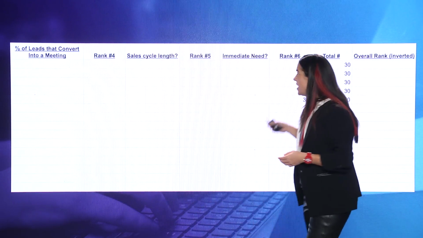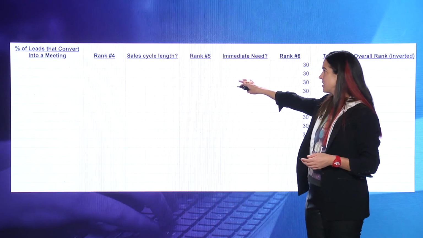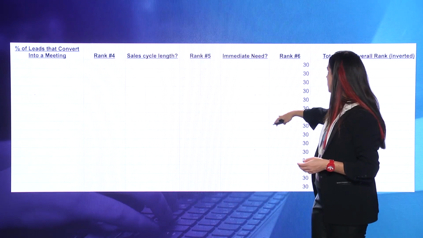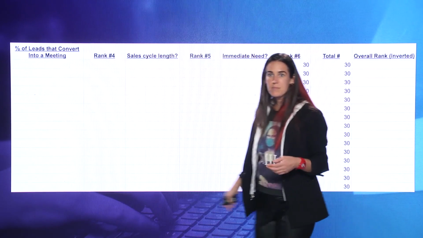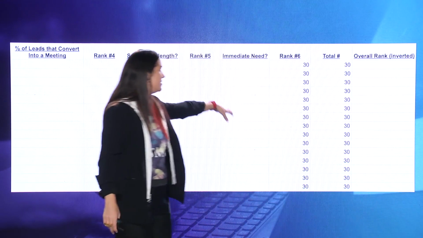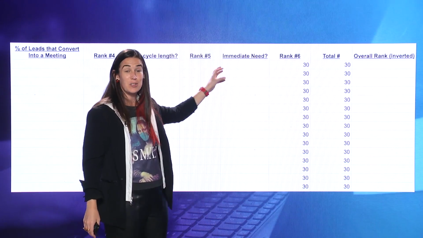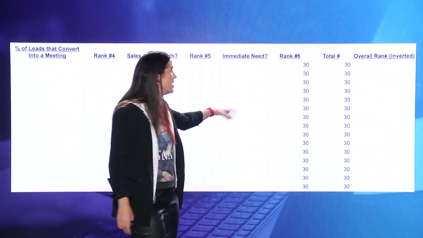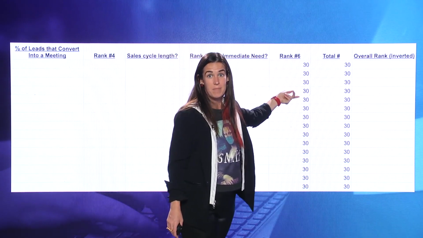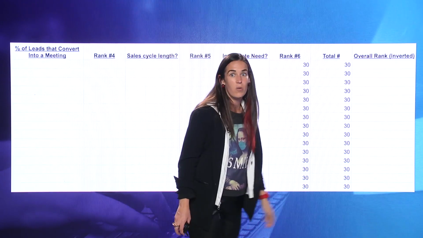And then the last 6 variables are percentage of leads that convert into a meeting, sales cycle length, and is there an immediate need, meaning was this an act of God? And you'll get the same type of result that you got in the value tab. I'm going to get a total number here, and then I'm going to invert them to understand what is the overall ranking for here.